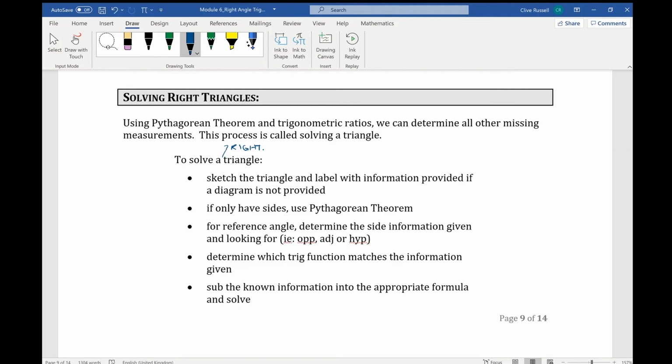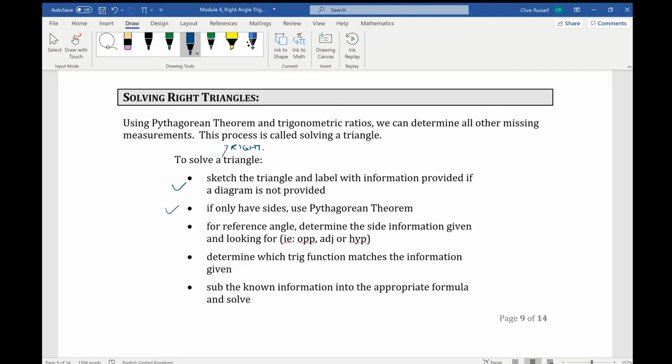The first one here says sketch a triangle and label with information provided if the diagram is not provided. Well, we have been doing that. If you only have sides, use the Pythagorean theorem. Well, we talked about that. You use the sum of angles theorem, which involves all angles. The Pythagorean is if you have all sides, and for anything else you use the trigonometric ratios.